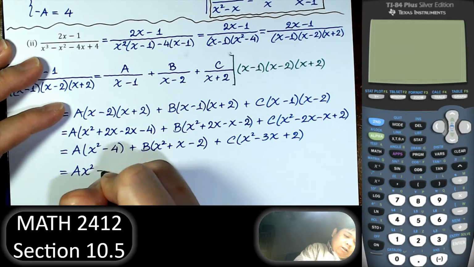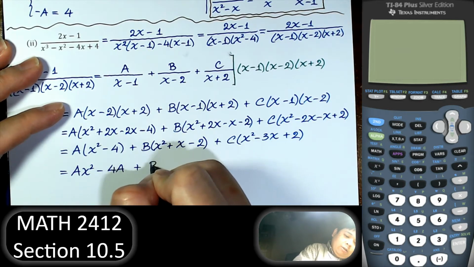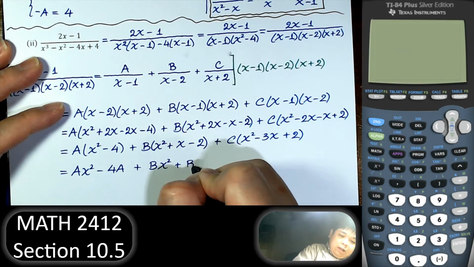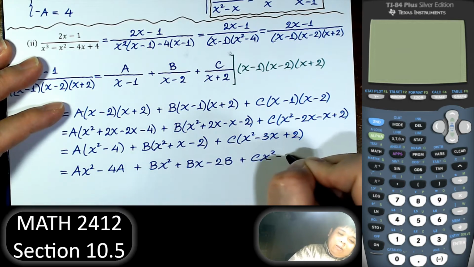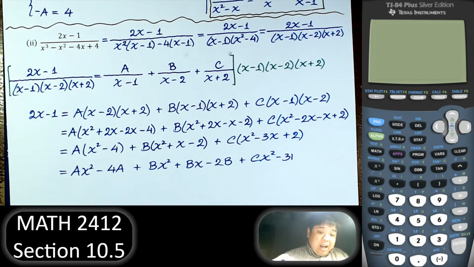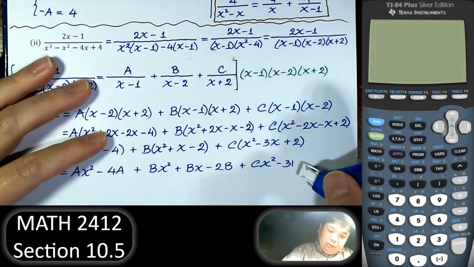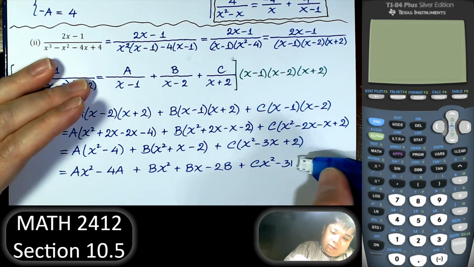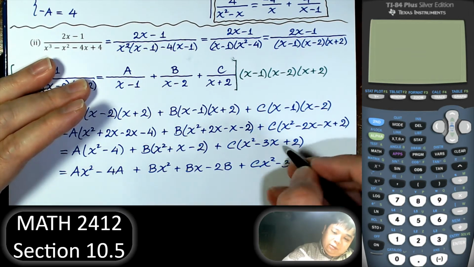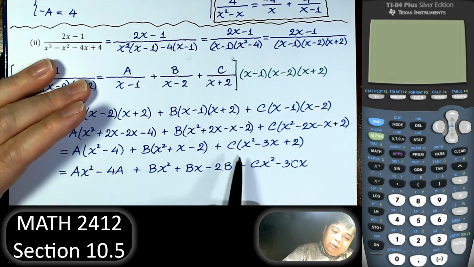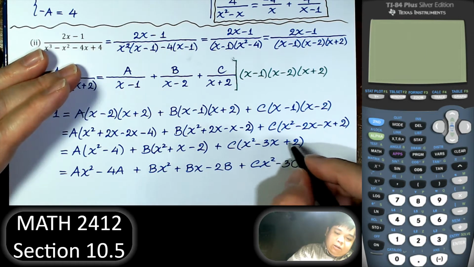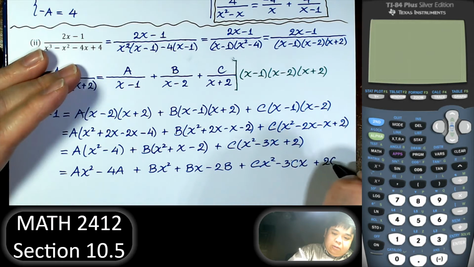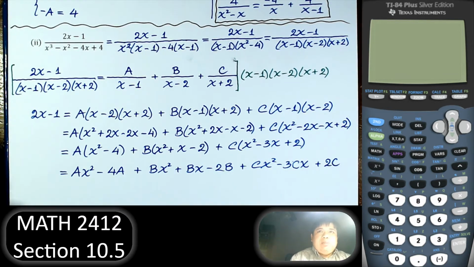We get ax squared minus 4a, bx squared plus bx minus 2b, cx squared minus 3cx plus 2c. The other side is still 2x minus 1, of course.